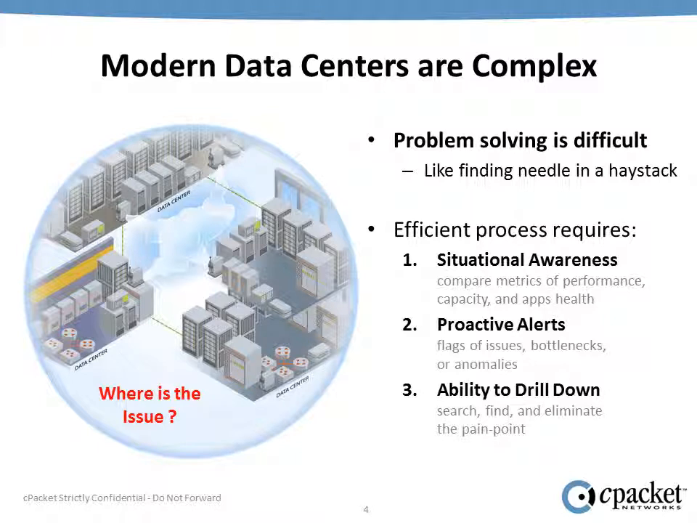And in order to be efficient, we need a combination of three things. First, we need to have situational awareness, knowing what's happening, where, how much, and when. Secondly, we need to have proactive alerts about bottlenecks, issues, and any type of abnormalities. And third, we need to be able to drill down by searching the entire environment for specific traffic profiles.